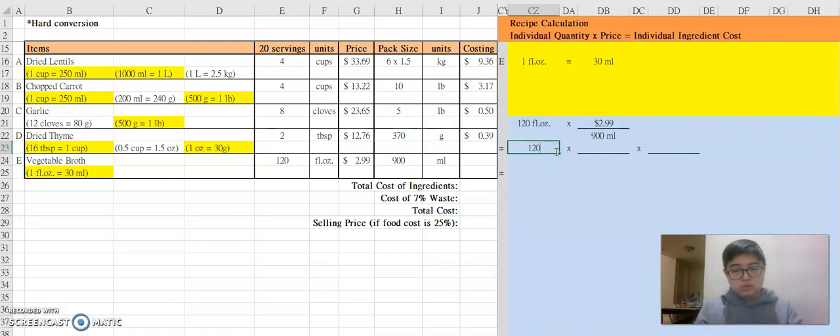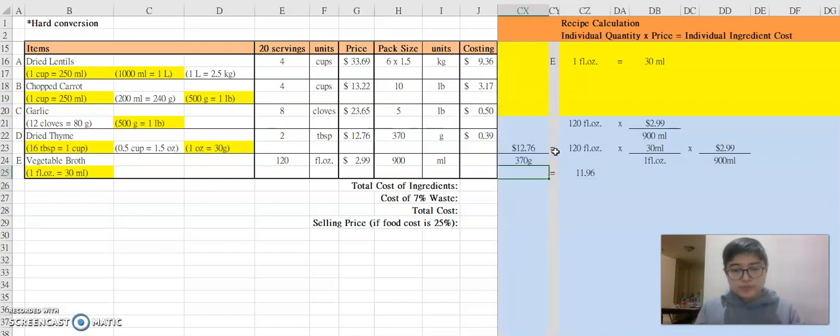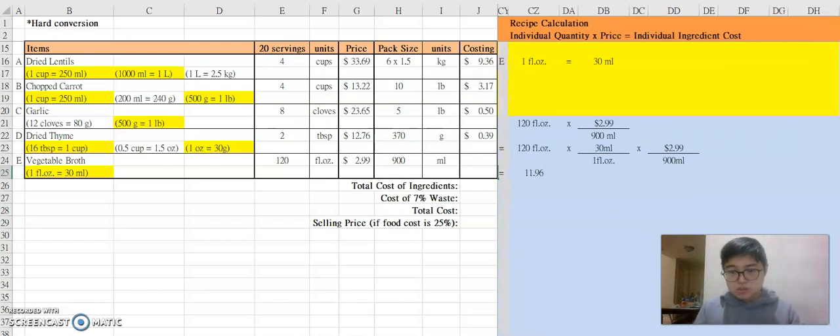Okay, and then 120 fluid ounce. 1 fluid ounce equals 30 milliliters. 900 milliliters. The equation is 120 times 30 divided by 1 times 2.99 divided by 900, and the answer is 11.96.